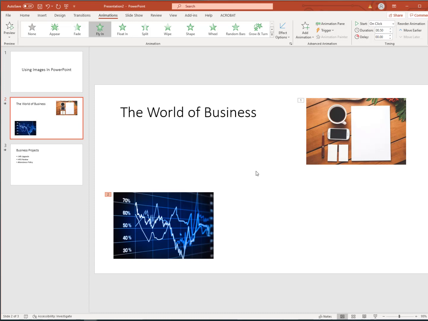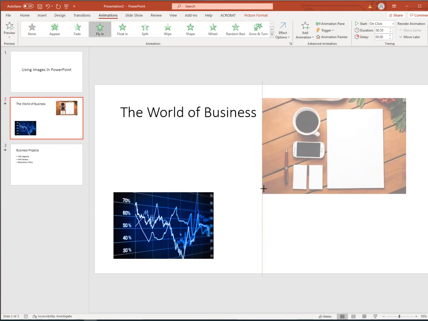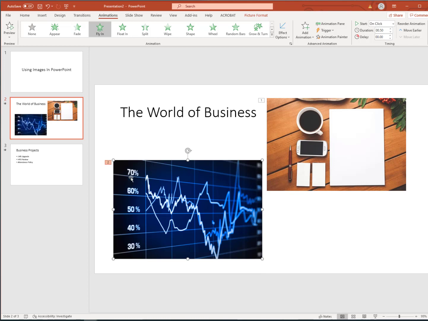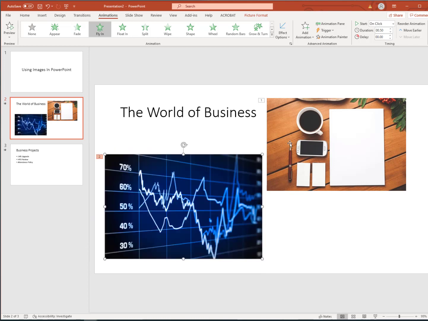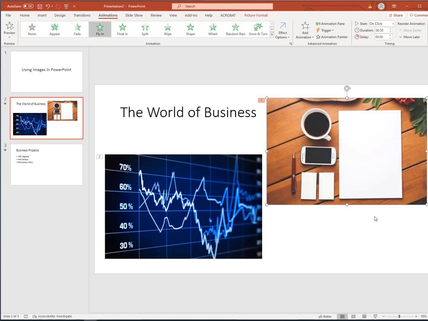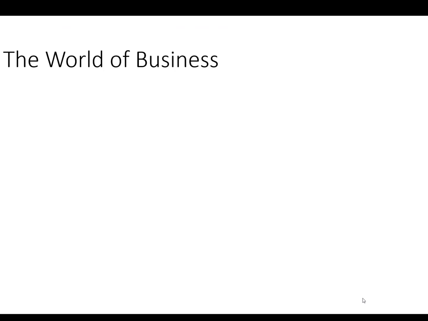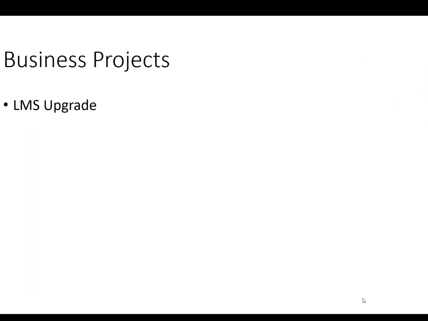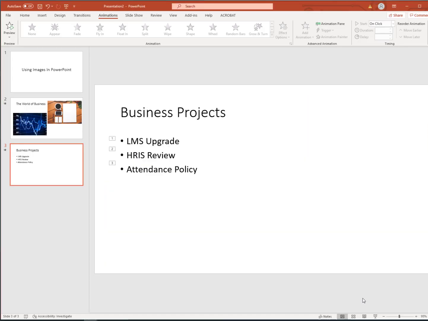Just for review, let's resize these images. Click on it, hit one of the resizing handles. Let's make this one larger as well. And then let's launch a slideshow, and you'll see what it looks like when we run the animations. So both bullet points and images can be animated.